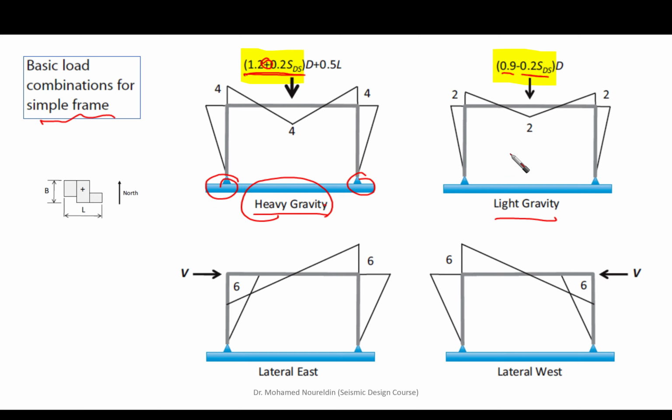This one is going to be critical for the cases where we are having an uplift on one support coming from the earthquake, as we are going to see. Okay, this is a case for the load coming from the east. And this is the case where the lateral load is coming from the west, because we have different load combinations. Load cases, not load combination, that I'm going to show to you now.